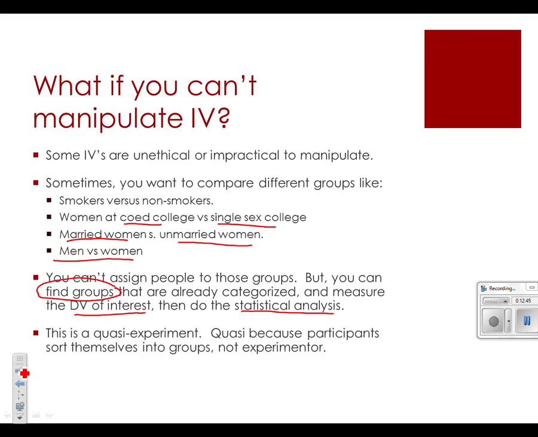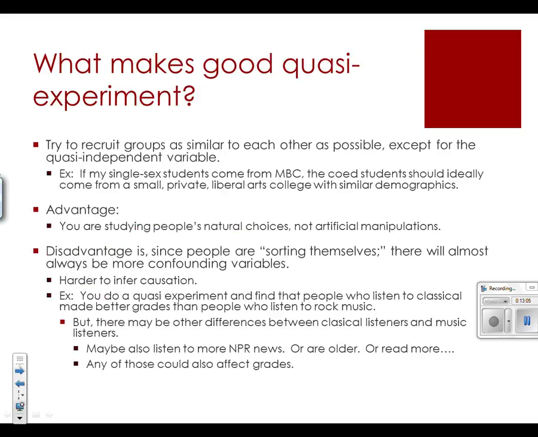So this is called a quasi-experiment. And by quasi, it's not quite a true experiment because the participants are not assigned at random. They have sorted themselves into the groups. They have not been sorted at random by the experimenter. So, although these can be very good studies, there are some concerns as well. So what makes a good quasi-experiment?